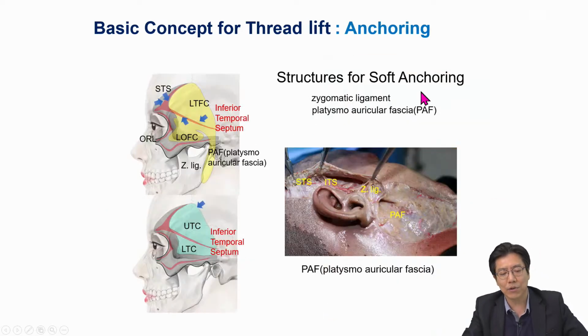My target structures for soft anchoring are mainly the zygomatic ligament and the platysma auricular fascia. This is the zygomatic ligament. It is a quite long and wide ligament on our midface and lateral face. It is very strong, and it is where we can fix our thread for facial rejuvenation. Another one is the platysma auricular fascia. This thick structure just underneath the skin can be a very good anatomical structure to fix our thread for facial rejuvenation.